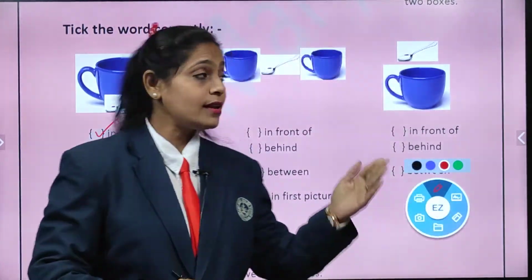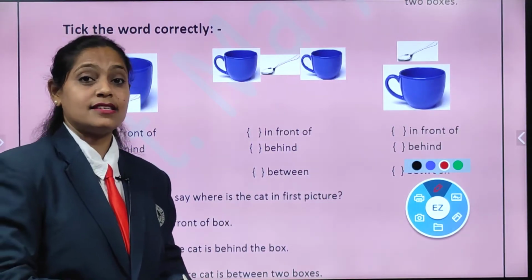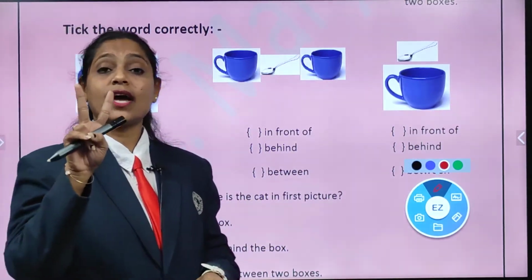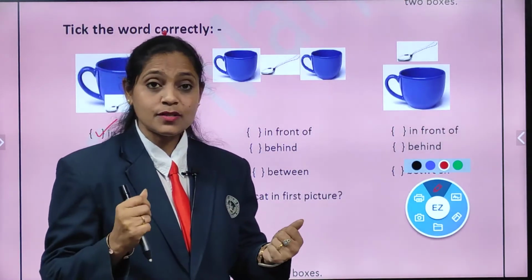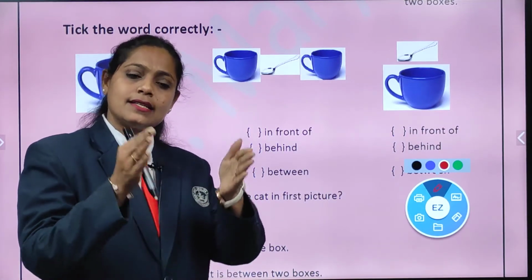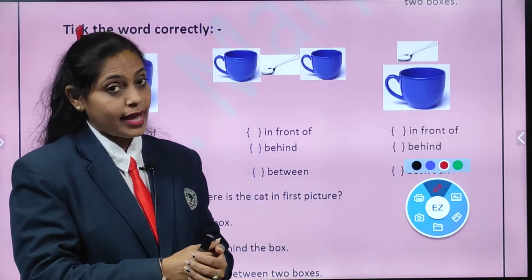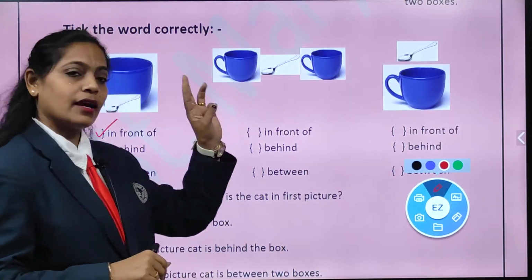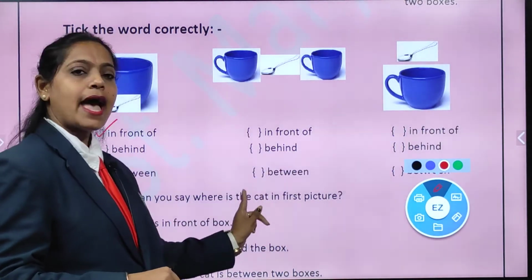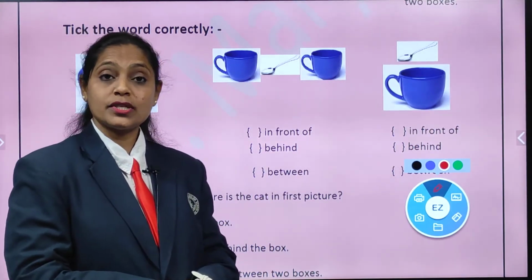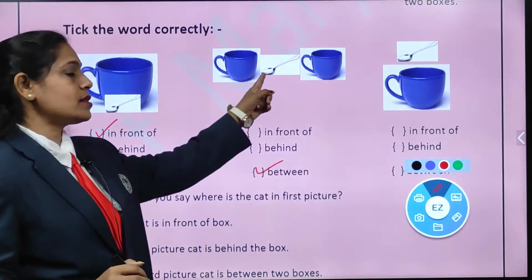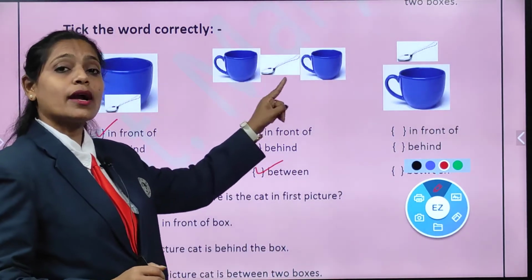Now look at the next picture. Yes, here we have two cups. Here only one cup was there, but now we have two cups. And where is the spoon? Correct, it is in the middle. When anything is in the middle, what do we say, children? Yes, we say between. So here again we have three options: in front of, behind and between. So where are we going to put the tick? Correct, we put the tick on between because the spoon is between two cups.